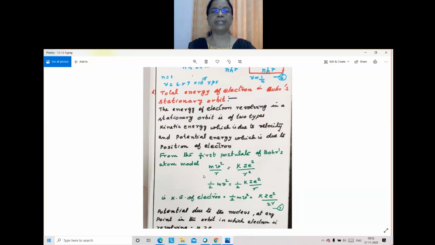Next is another important derivation: the total energy of the electron in a Bohr stationary orbit. Total energy we have to calculate. When an electron revolves in a circular orbit, it is moving. So it will have which energy? Ramisa, when an electron moves in a circular orbit, it will have which energy? Lemya, tell. When an electron revolves in an orbit, which energies will it have? Energy possessed by a moving particle, what is it? Ajmala?